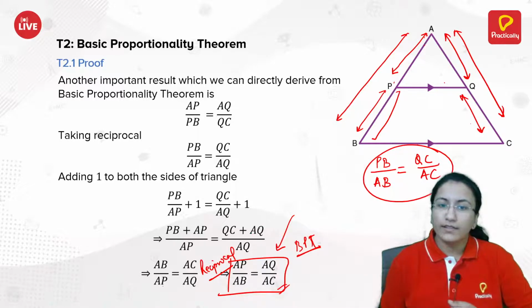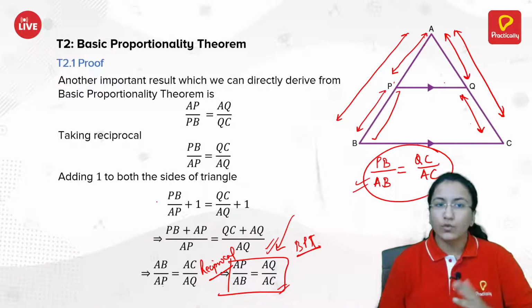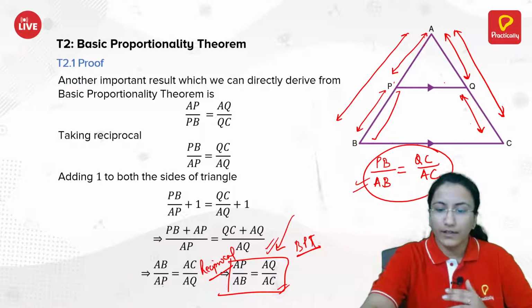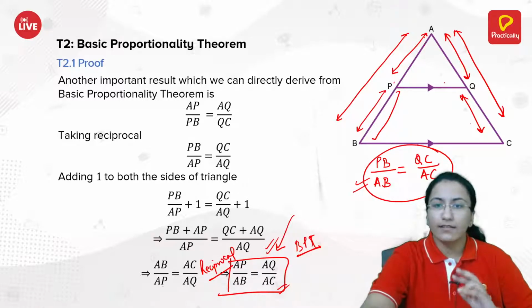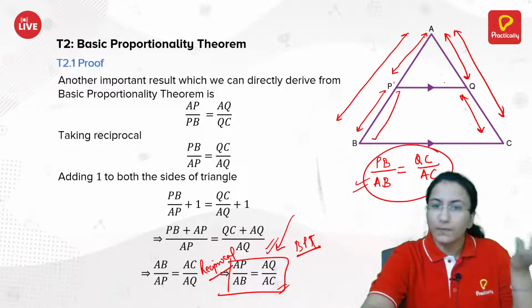These two results can even be used directly. For proving this, I have basically done this procedure: taking the reciprocal and then adding 1 to this. All of you got the result, how we have derived this and what exactly the result is. You can use these results directly. You need not prove this even if you get some proof based question.